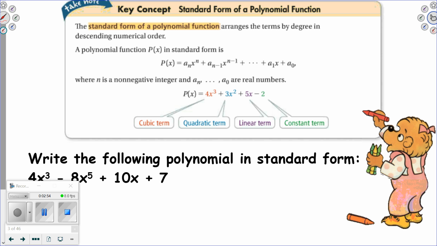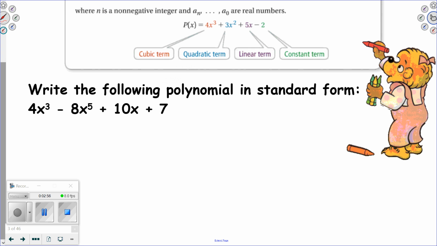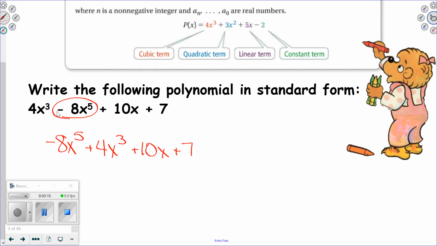So write the following polynomial in standard form. This is the same example from the last one. We already talked about, we know that one should be first, so -8x to the 5th. Which one should go next? Good. So plus 4x cubed. Then 10x. And then your 7. So you want your exponents in order, highest down to the lowest.